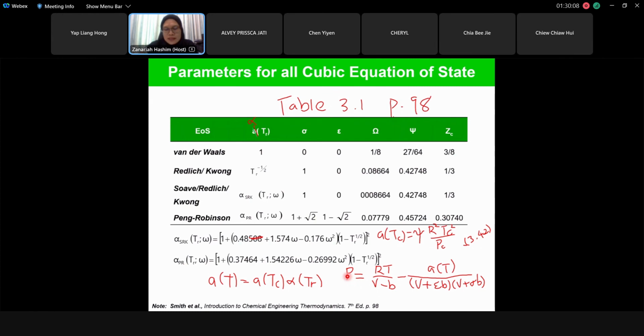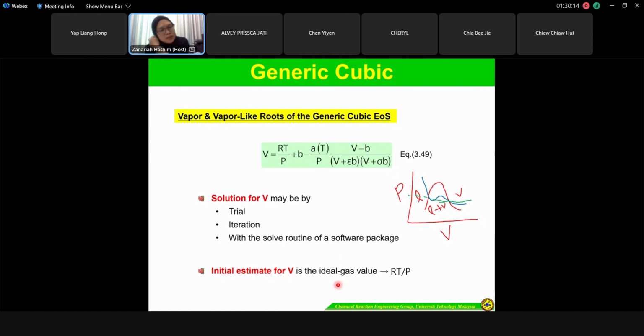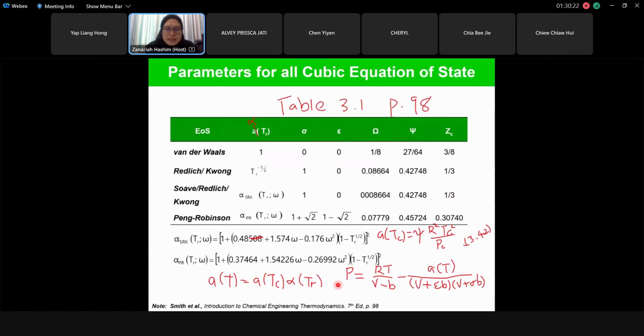Here the P is in front. If P is in front, meaning that you have the value of V. You are given the value of V, you are given the value of T, you can calculate for P, right? But in real cases, most of the time you have the values of P and T, and you want to know V. Why? Because in real life, you can measure T and P much more easily compared to V.